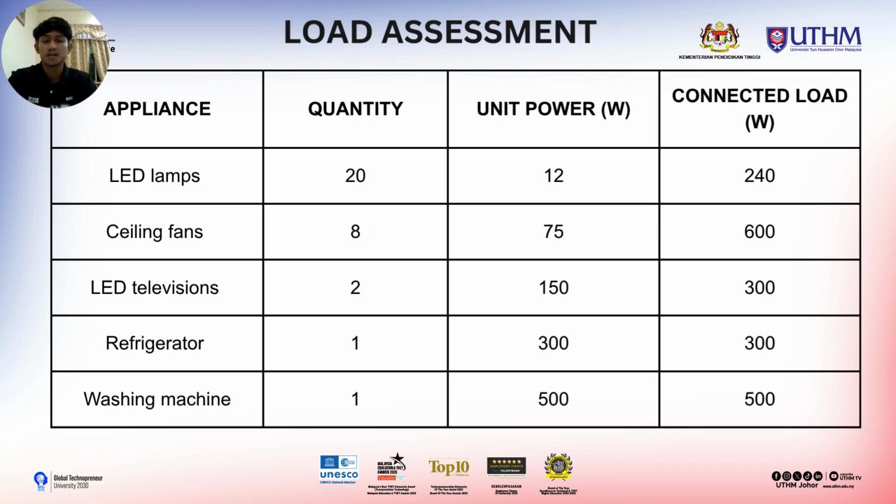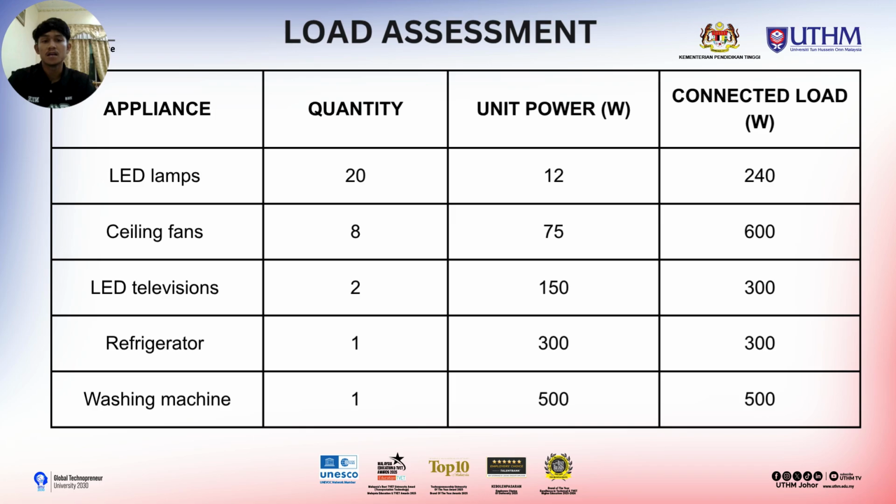So next, I will continue with our load assessment. This is the slide where I will explain our total load for every appliance that we use. For the first appliance, the LED lamps, the total quantity is 20, and the unit power is 12 watts, and the total connected load was 240 watts. Same goes for the ceiling fan.